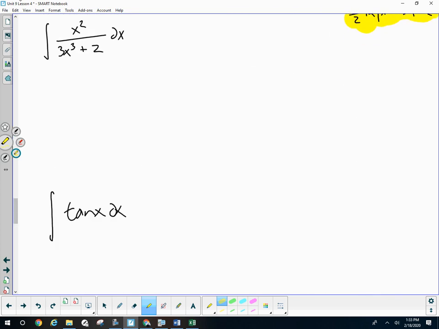Go ahead and take the antiderivative of this, and then I'll show you the antiderivative of tangent, which actually we haven't been able to do, and we don't know, and we'll find out shortly. So do the one on the top left, antiderivative of x squared over 3x cubed plus 2. First thing I notice is I can't simplify. I notice that the numerator is a version of the denominator's derivative. So I see kind of like an f prime over f situation.